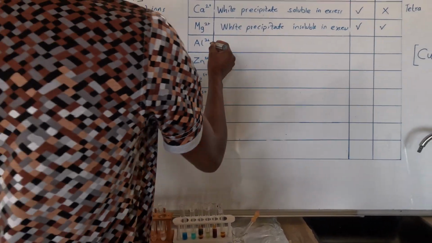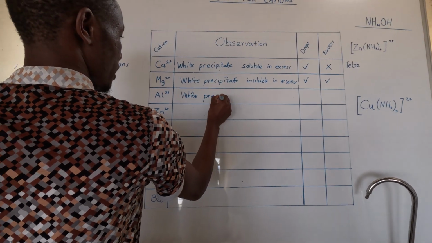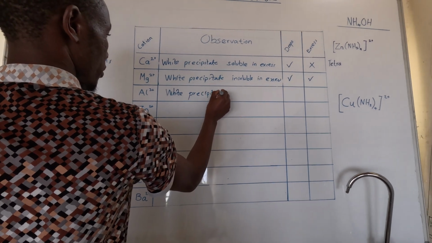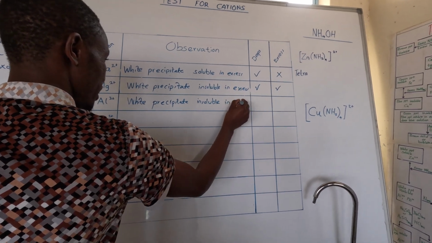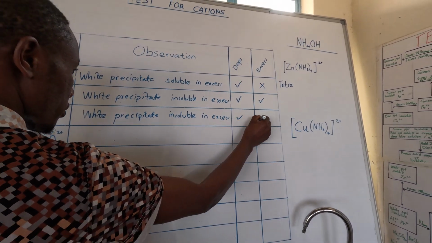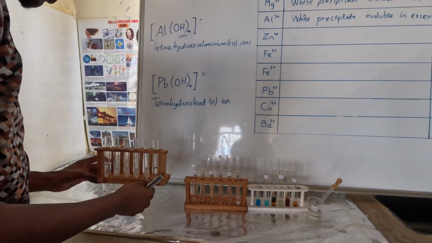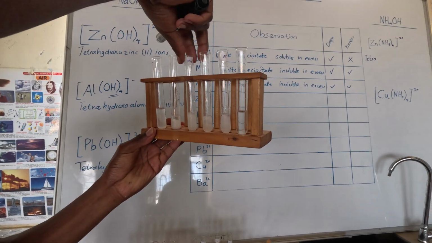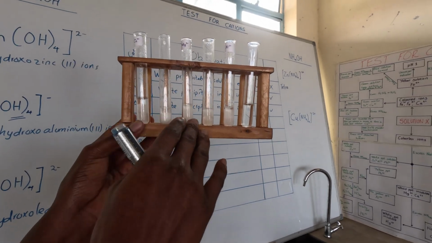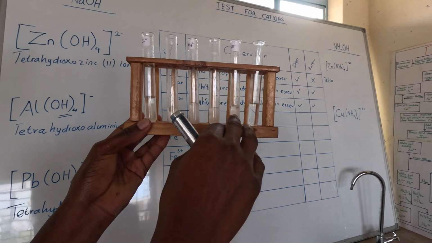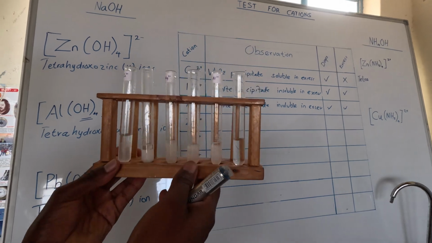So you say white precipitate, insoluble in excess. We go to zinc, but before we get to zinc, I want to show you the ones that are labeled. We have added ammonia. The ones that are not labeled, we added sodium hydroxide. You can see the relationship. For the case of aluminium, the white precipitate is there, but for sodium hydroxide, it dissolved. So we go to zinc.